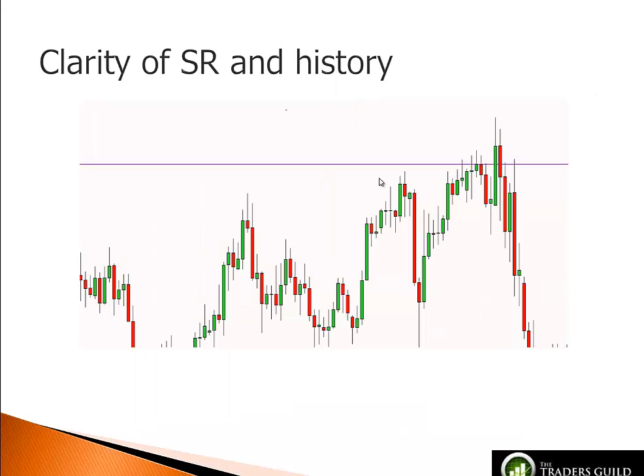Clarity of SR and history is pretty straightforward. In order to be a setup, we have to have a clear SR. I'm not looking for swing highs or anything like that. I'm just looking for a clear SR. This one we don't have it. We have a swing high, multiple rejection wicks from around the area, but we just have a close here.